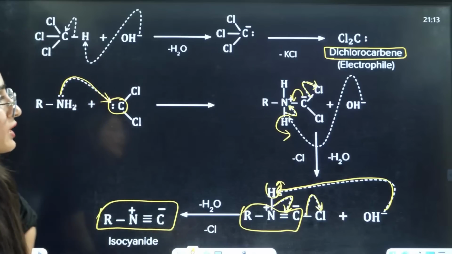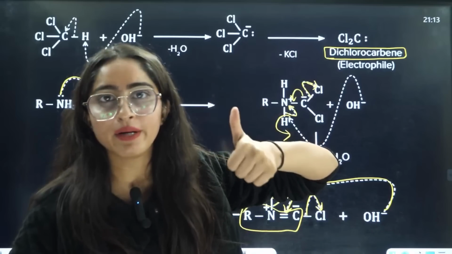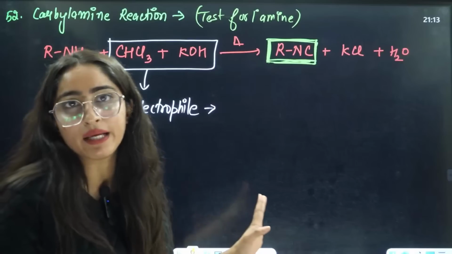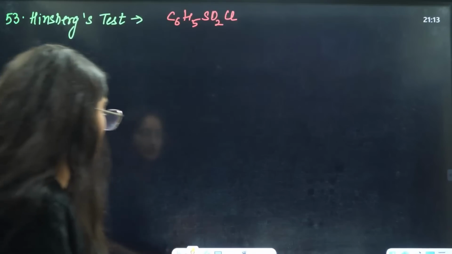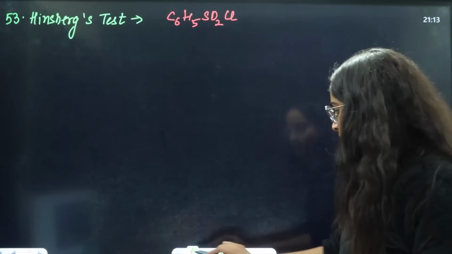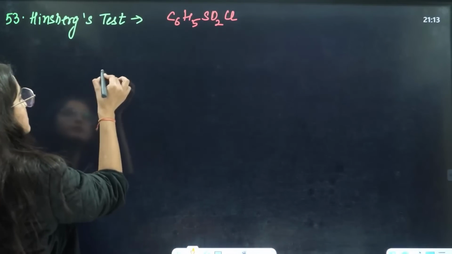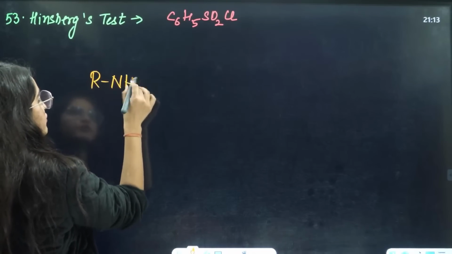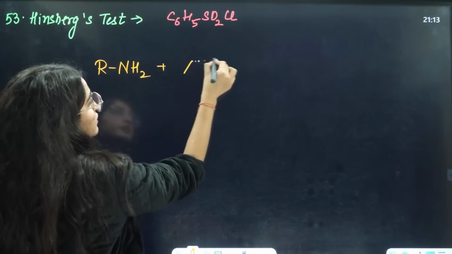What is important for you to note down here is that dichlorocarbene is the electrophile in Reimer-Tiemann and carbylamine, and this test is applicable for primary amines only, primary aliphatic or primary aromatic amines. Next is Hinsberg reagent. What is the Hinsberg reagent, guys? This is the Hinsberg reagent. It is actually a distinguishing test for primary, secondary and tertiary amines.